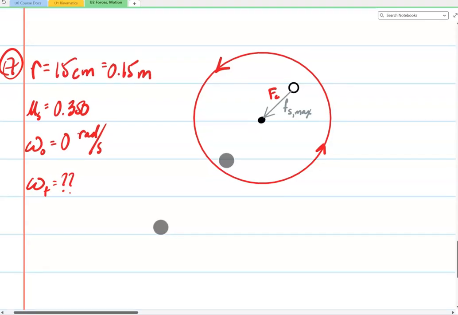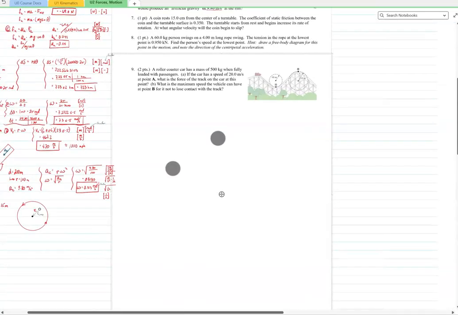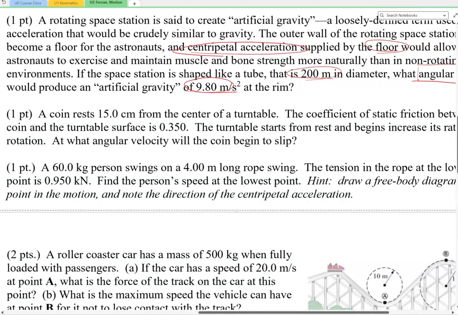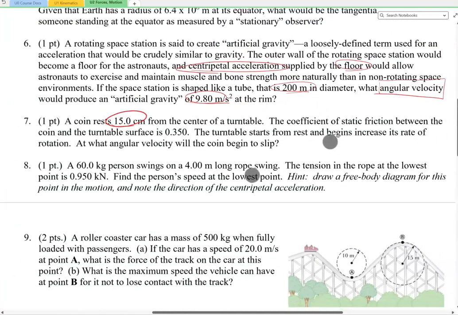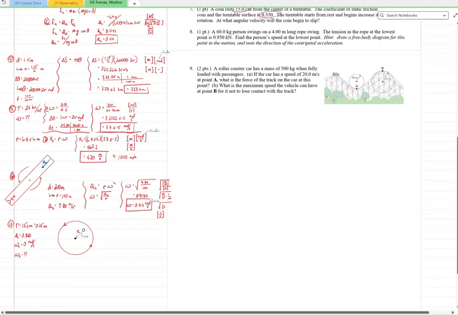All right, now the last one for this video is going to be number 7 here. With number 7, we've got a coin that's resting on a turntable, like a record player. It's 15 centimeters from the center. The coefficient of static friction on the surface is 0.350. The turntable starts from rest, so it has an initial velocity of 0. It increases its rate of rotation, so the angular velocity is increasing. At what point will the angular velocity be large enough to allow that coin to slip?